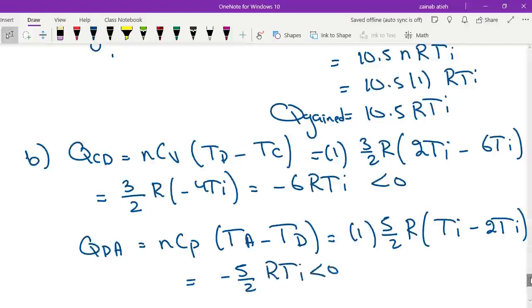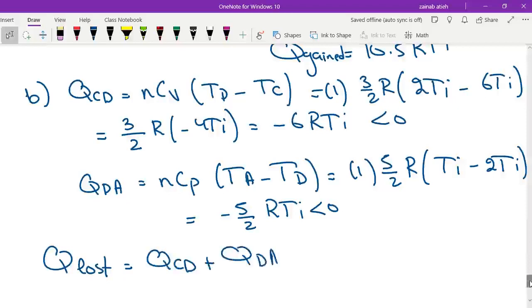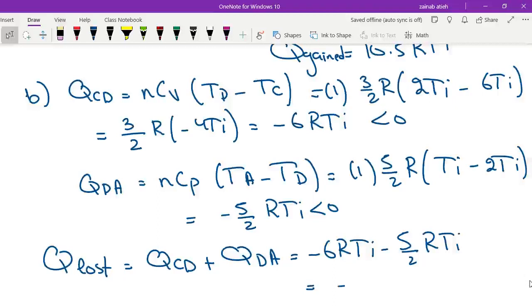Now, if I'm going to calculate Q lost, it's equal to QCD plus QDA, which is equal to minus 6 RTI minus 5 over 2 RTI. We add all the negatives and we get minus 8.5 RTI. And this is Q lost.